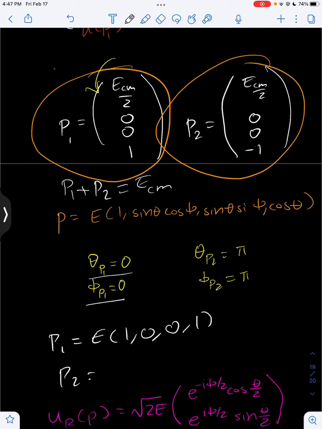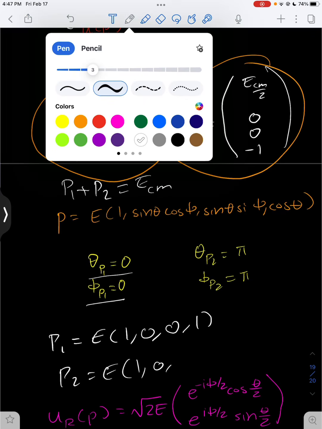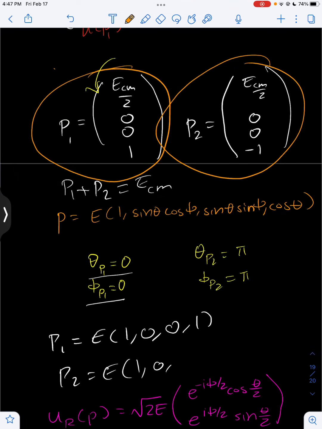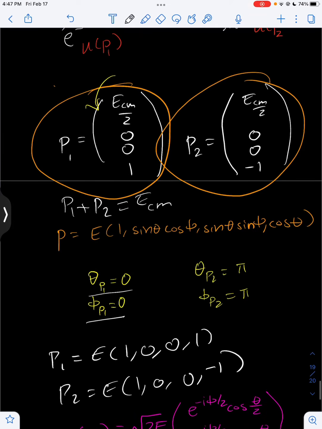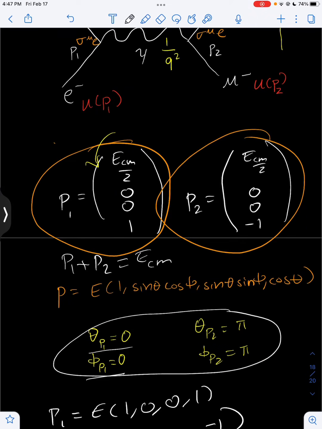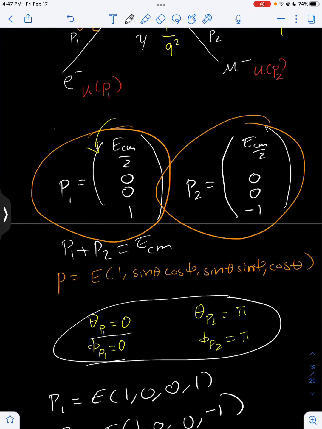And then for P2, we would have E, 1, and then sine of pi is 0, and this should be a sine, by the way. Oops, this is a sine. And then 0 again, and then cosine of pi is minus 1. So that's how we infer the angles of the collision from the fact that they are colliding head on with each other. In other words, these are what the angles must be in order for us to have these vectors.